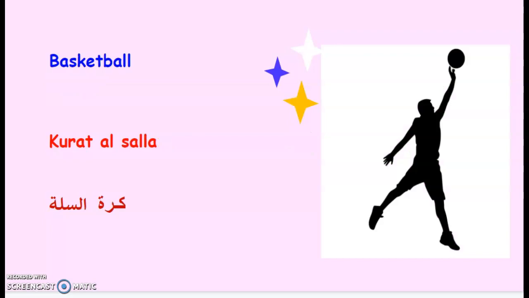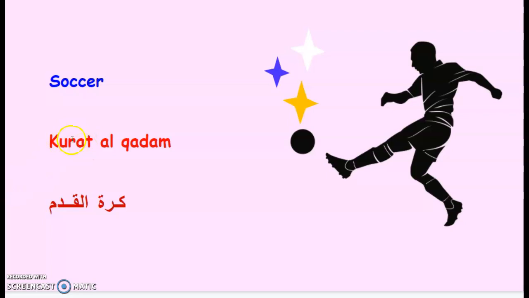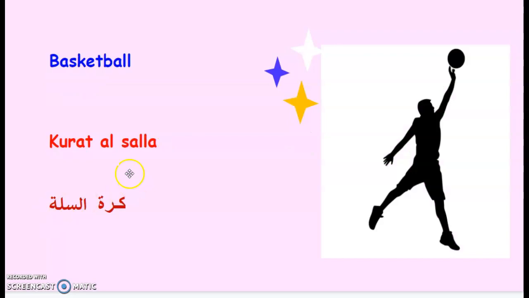Our next vocabulary word for sport bil-Arabi is basketball. Kurat al-Salla. Let's pretend here we have the net. Kurat al-Salla. So let's have a look here at the first one. Kurat al-Qadam. Kurat al-Salla. So boys and girls, can you guess how we say ball in Arabic? Good job. It's Kura. Kura is ball.